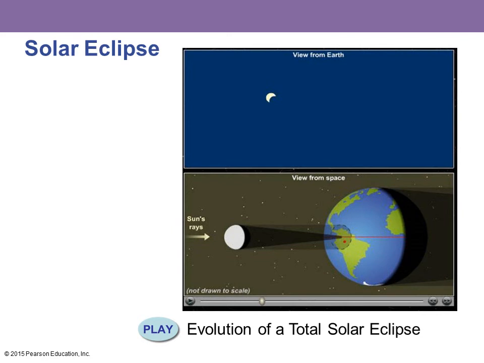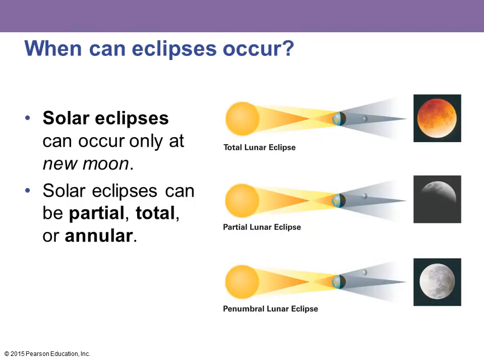A solar eclipse would mean that the sun's light is being blocked as it's attempting to reach Earth. So notice what we have here. We have the sun over on the left, and the moon, and then the Earth. A solar eclipse would happen when the sun's light is being blocked. So solar eclipses can only occur during a new moon phase.